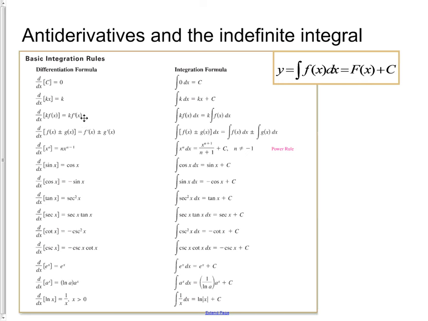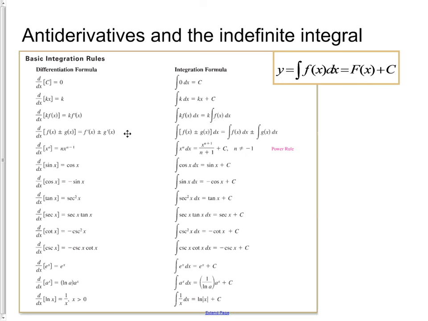For any function, here's another rule that we want to know. For any function, if we take a constant times that function, its derivative will be the same thing as the constant times its derivative. So in reversing the process, if we want to find the antiderivative of a constant times a function, it'll be the same as the constant times the antiderivative of the function itself. In other words, that constant would get multiplied out.